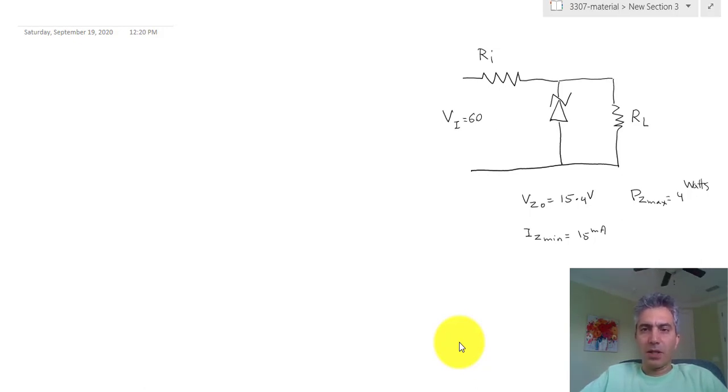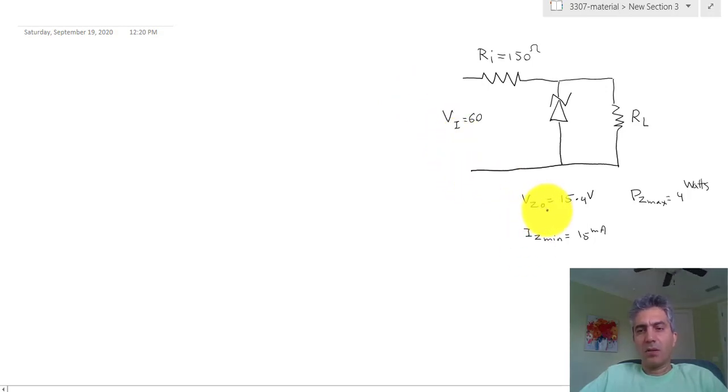There are certain values that are given. We know that Ri is 150 ohm, and the input is 60 volts. Vz naught, which is the breakdown voltage of the Zener diode, is 15.4 volts. And we assume that Rz is equal to 0, which tells you that we are using an ideal model for the Zener diode.